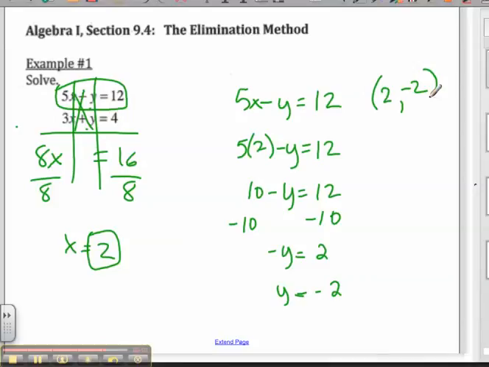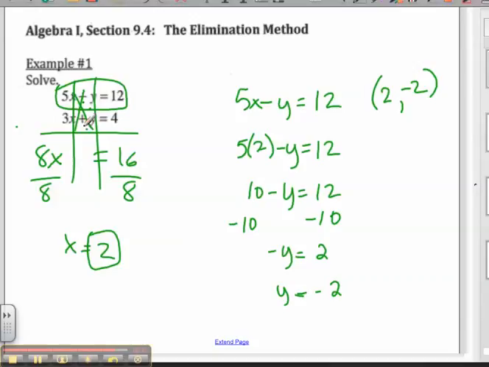Questions about that? Yeah. What you got? When you know when to add or subtract. If they're opposite signs, adding makes them cancel out. If they're the same sign, then subtracting makes them cancel out. So since I had negative 1y and positive 1y, I wanted to add them because that's what would give me 0.